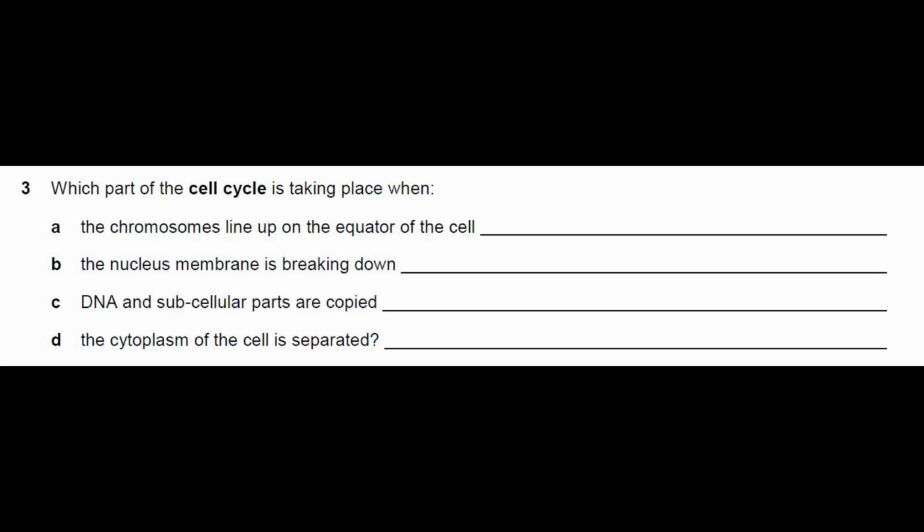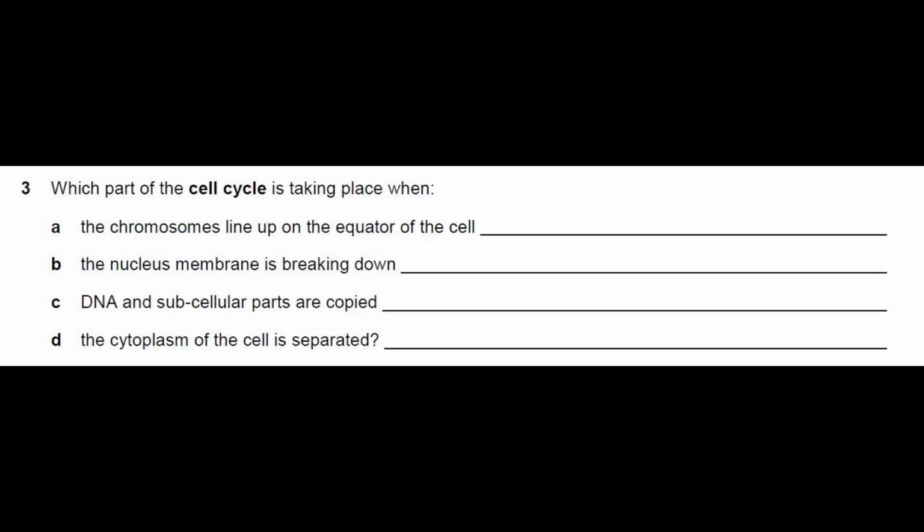Okay, so question A asked which part of the cell cycle is taking place when the chromosomes line up on the equator of the cell. If you look back at your diagram or your notes, hopefully you can see that that is metaphase. So give yourself a tick if you got metaphase. If you didn't, then correct that.